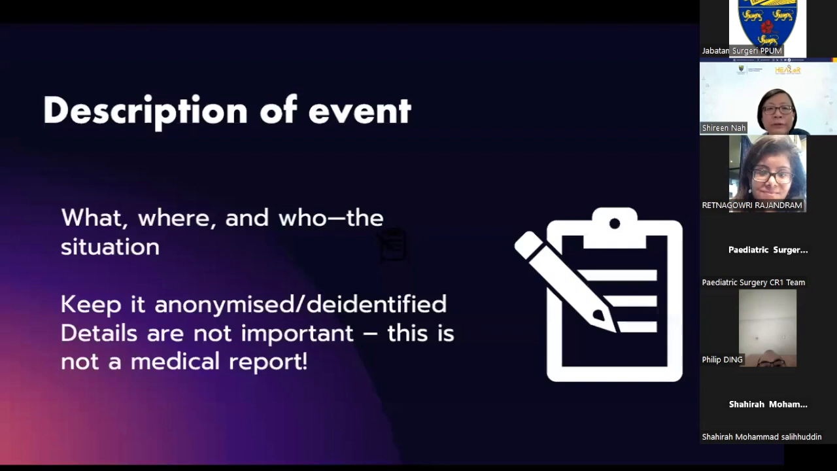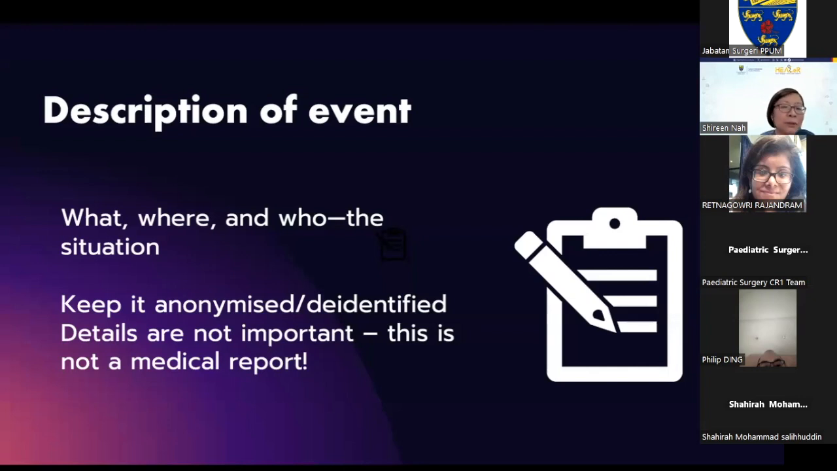All right, so first, description of the event. What, where, who, the situation. We keep it anonymized, so I don't think I've revealed any details, right? No personal details. You can't go through the thing and identify who this patient is, unless you were actually there in that situation. So first of all, we have described what the problem was.